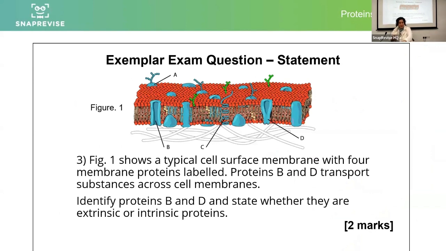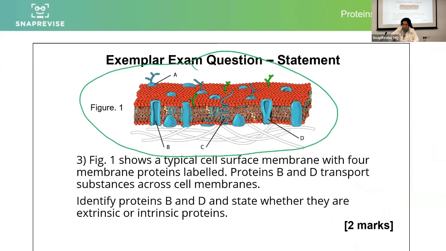Let's have a look at a typical exam question. We are shown a diagram. So basically, my context here is this diagram. It's my context. Figure 1 shows a typical cell surface membrane with 4 membrane proteins labeled. Proteins B and D transport substances across cell membranes. Further illustrating the context here that we're talking about transmembrane proteins.